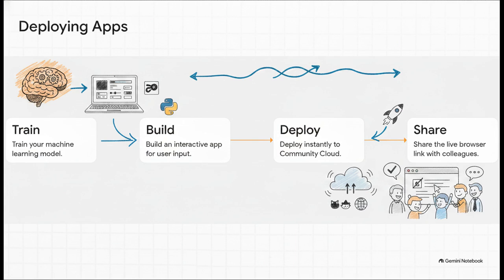Yeah, total disaster. Instead, you train your model, build a sleek Streamlit app for their inputs, and deploy it to the web. Streamlit has a free hosting service called Streamlit Community Cloud. You literally just link it to your GitHub repo, and it automatically builds and deploys your app in minutes. Then you just hand your colleagues a standard web URL. It is so much easier than the highly involved deployment stuff we covered earlier in the series.